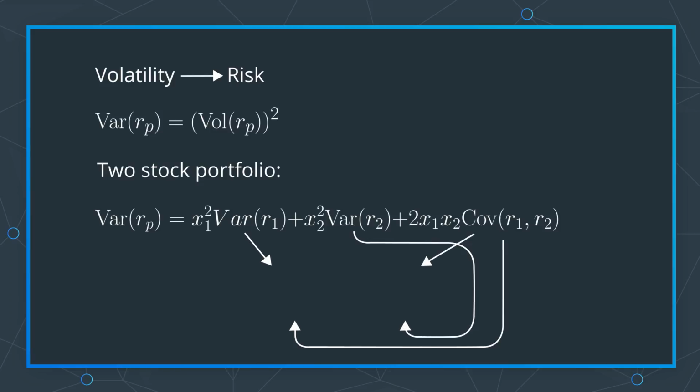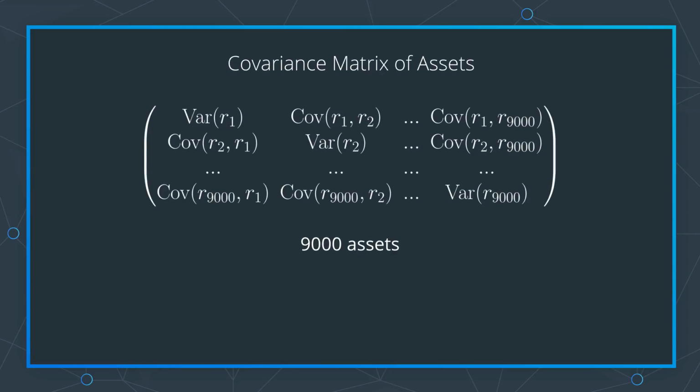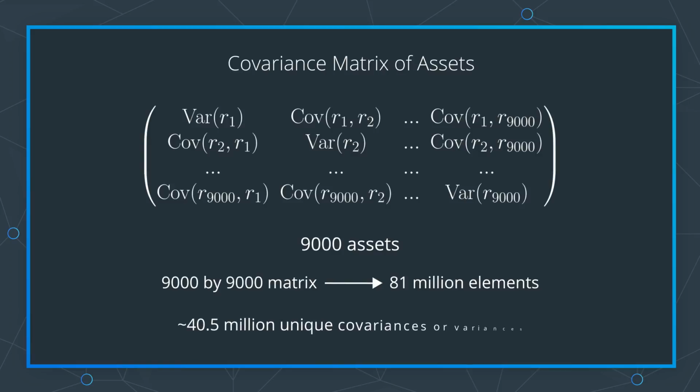Recall that we can organize these variances and covariances into a covariance matrix, which contains the pairwise covariances of each stock with itself and with all the other stocks in the portfolio. This means we'd have a covariance matrix that has 9,000 rows and 9,000 columns. Multiplying 9,000 by 9,000 results in 81 million elements. However, since the covariance matrix is symmetric, we will have about 40.5 million unique values to fill in the matrix. That's still too many values to estimate and maintain.